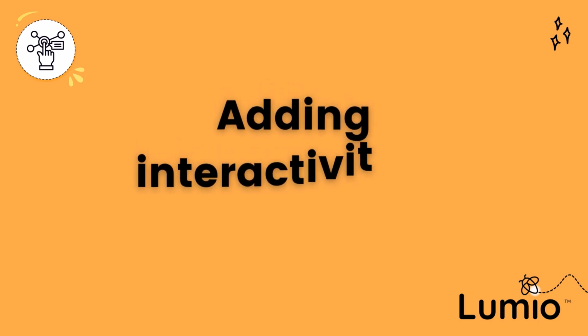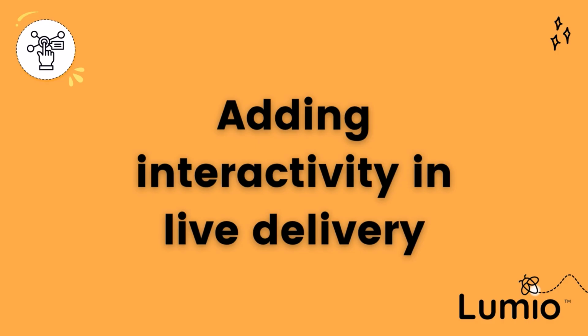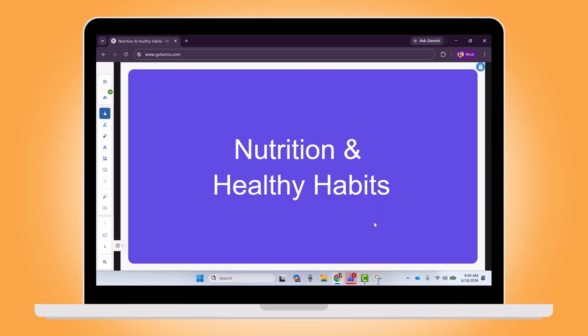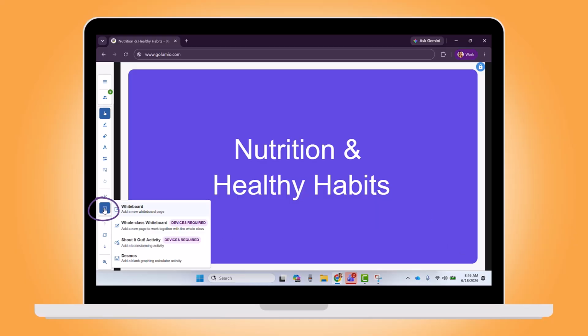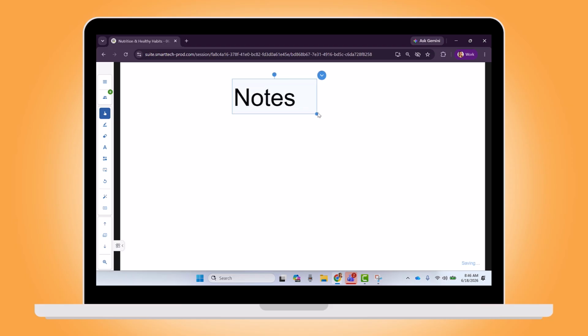Lumio's instant editing options and live delivery let teachers seize spontaneous learning moments during live lessons. While delivering a lesson, use the plus button to instantly add activities. The whiteboard option inserts a blank page for brainstorming, solving problems, sketching models, and more.